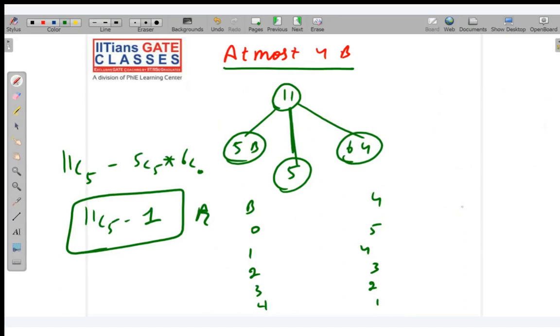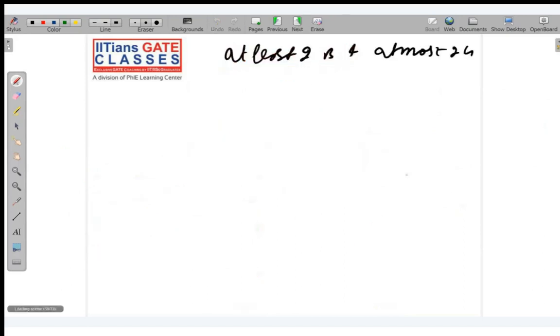Done, sir. Okay. Next is at least 2 boys and at most 2 girls. For such kind of problem, you will get confused in the GATE exam. At least 2, at most 2, and so on. So you apply one constraint, and then accordingly you will cut other things.